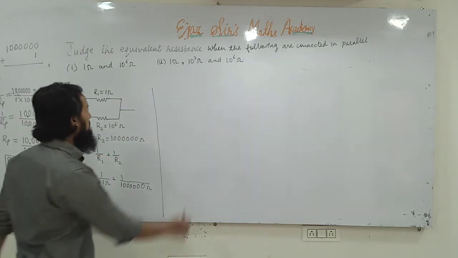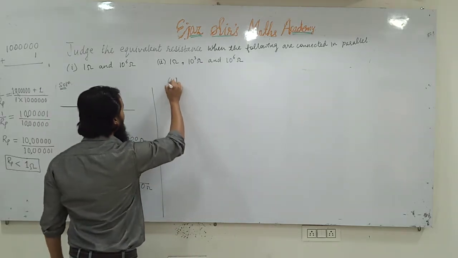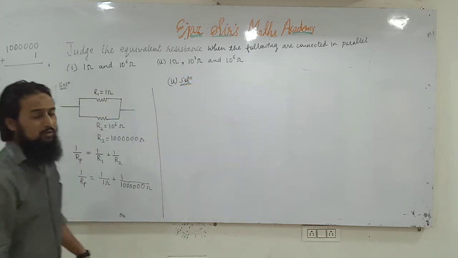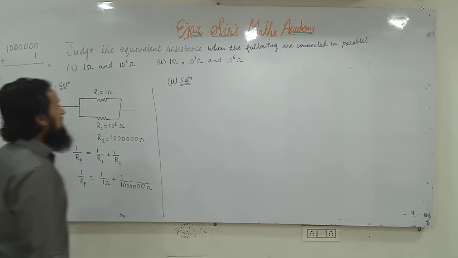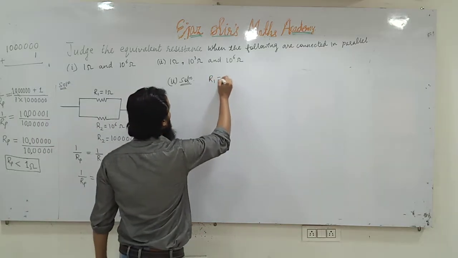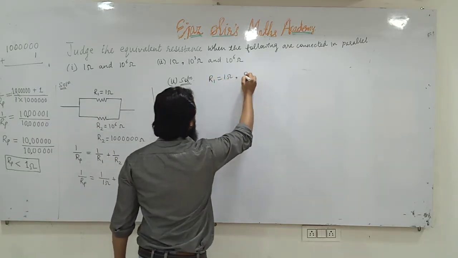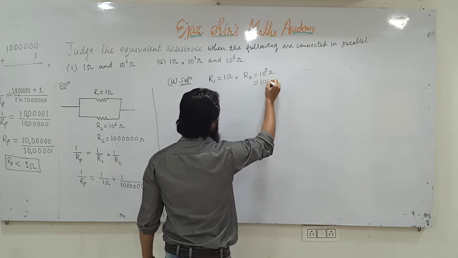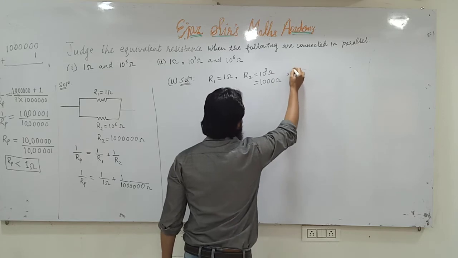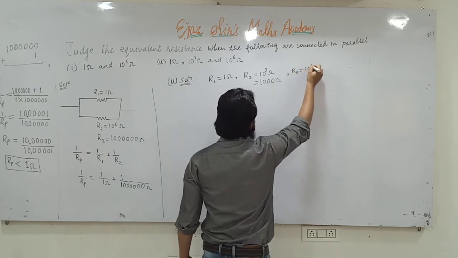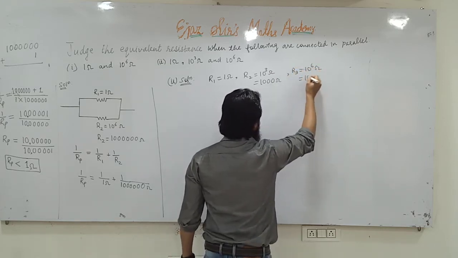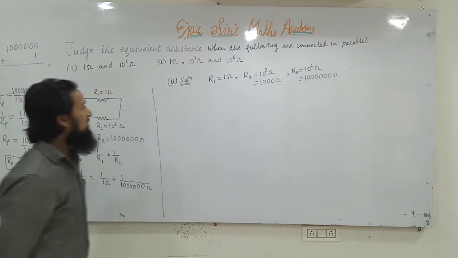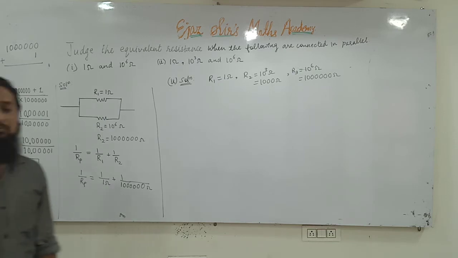Now let us proceed to the second one. This is the second, and we are doing its solution. We will solve it. Let us say R1 is 1 ohm, R2 is 1000 ohm, and R3 is equal to 10 raised to power 6 ohm, that is 10 lakh ohms. Now these three are connected in parallel.